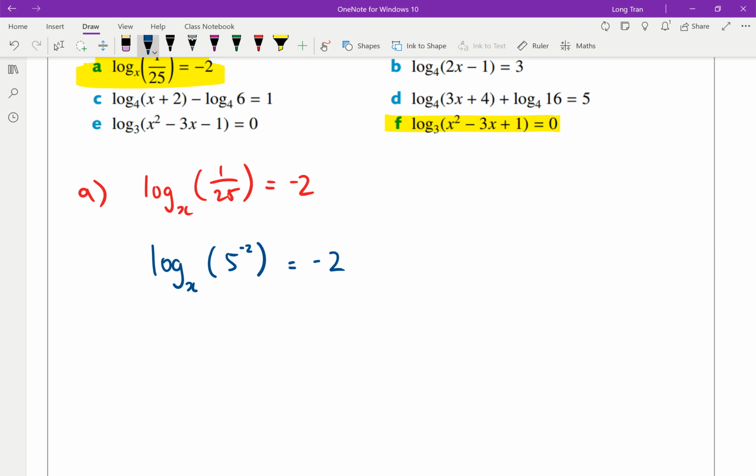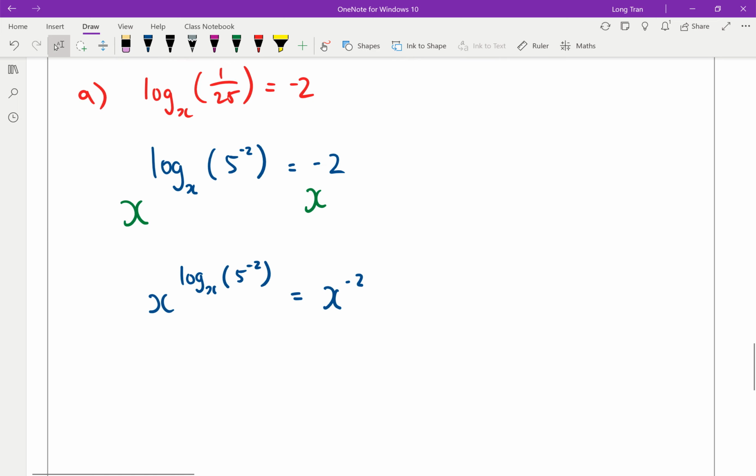And then what I would do here is I want to get rid of the logarithmic operation. So what's the inverse of log? It's exponential. In this case, it's base x. So I'm going to do exponential base x on the left and exponential base x on the right. So I'm going to say x to the power of log base x of 5 to the power of -2 is equal to x to the power of -2. See what I'm doing there?